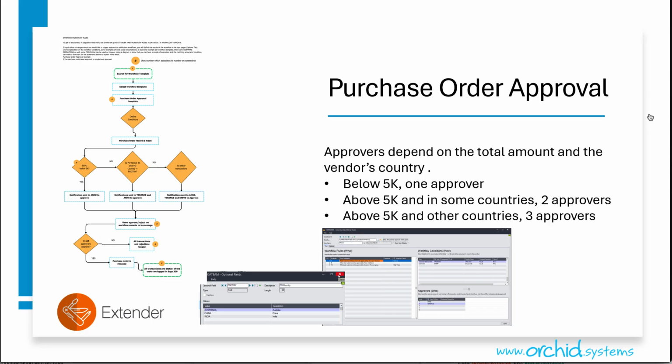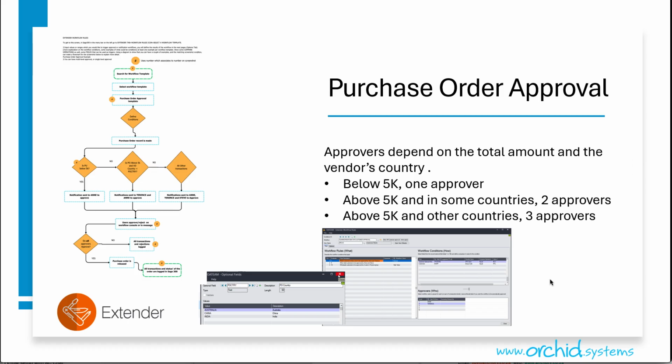In this example, we're looking at purchase order approval. Typical use of approval workflow for purchase order is often based on the amount and the user who created the record. We can do this, but in this example, we're going to look at the total amount and the vendor's country. If it's less than $5,000, only 1 approver. If it's above $5,000, and in some countries, 2 approvers. Above $5,000 and the vendor is in other countries, 3 approvers.